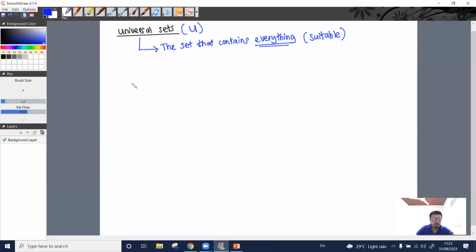I will take an example like this. Set A equals set of X such that X is a student in class 6A.